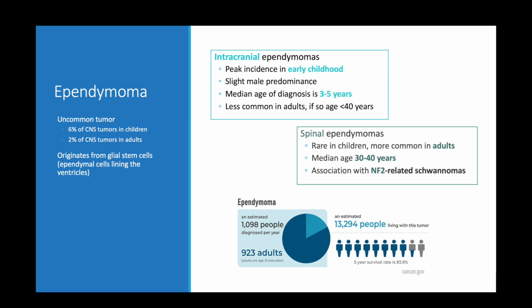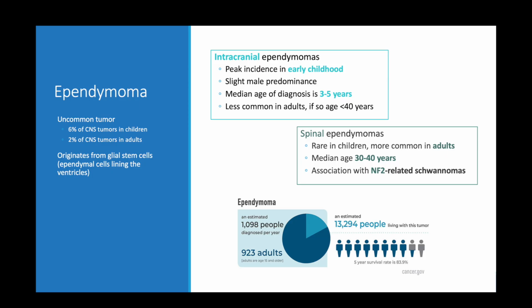So intracranial ependymomas tend to have their peak incidence in early childhood with a slight male predominance. The median age of diagnosis is somewhere between 3 to 5 years, and they tend to be much less common in adults. And if they do occur in adults, typically they occur in adults less than 40 years old.